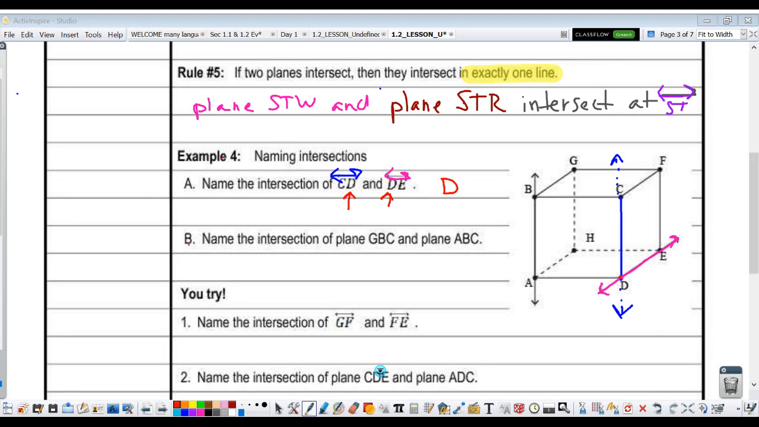All right, for B, name the intersection of plane. So remember, plane is a flat surface. GBC, so that's the top. And plane ABC. That's the front. All right, so we need to find the intersection. It means where they meet of these two, and they meet at BC. Remember, we're going to extend it to forever because that's the rule. So it's line BC. If you put segment BC, it would be incorrect because we need to remember the rule.